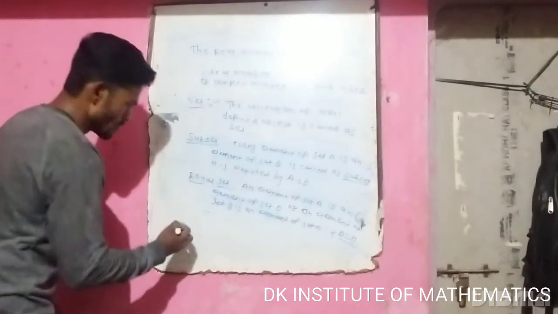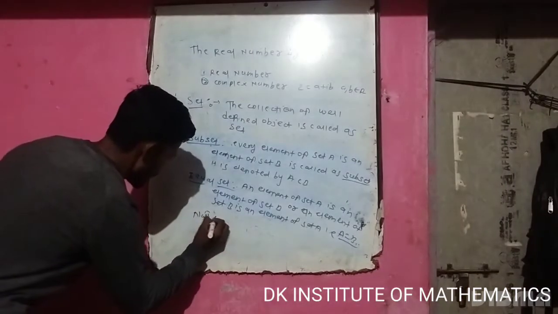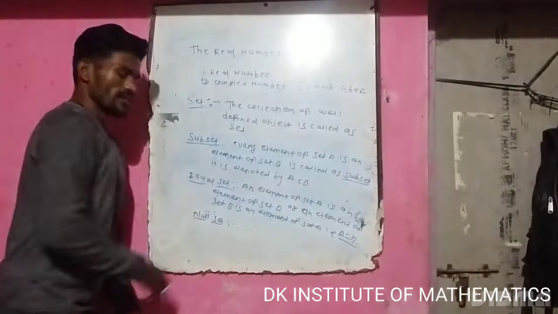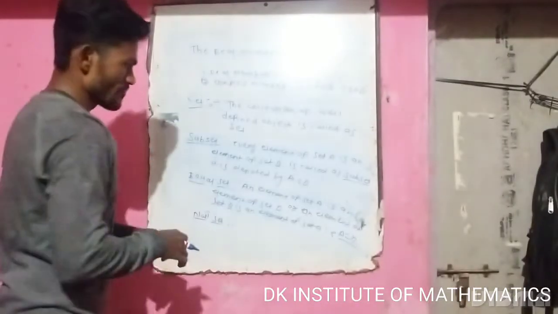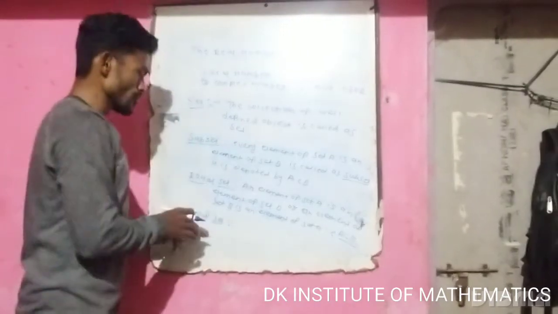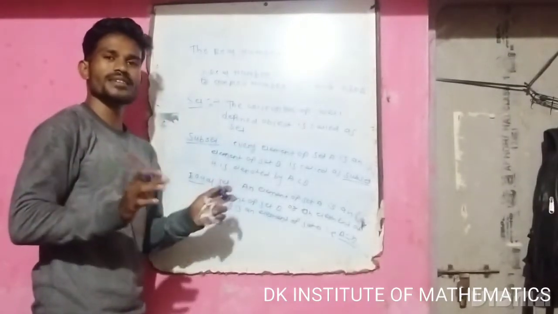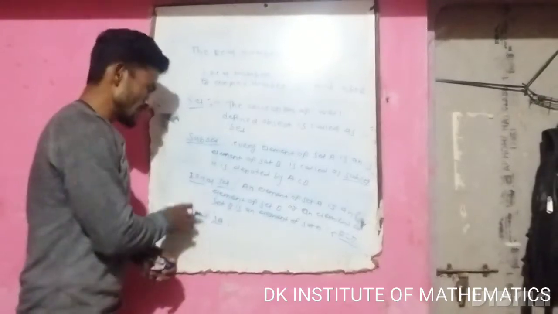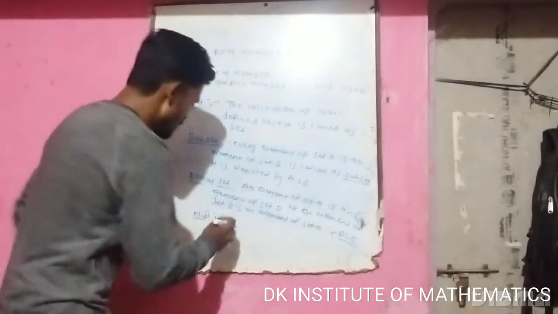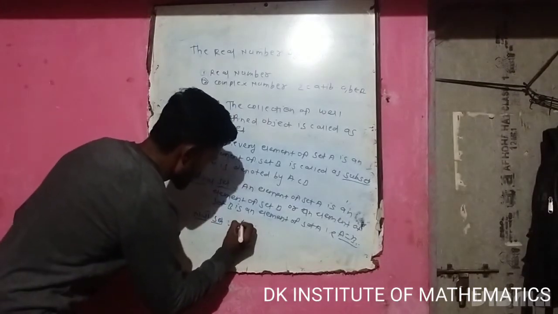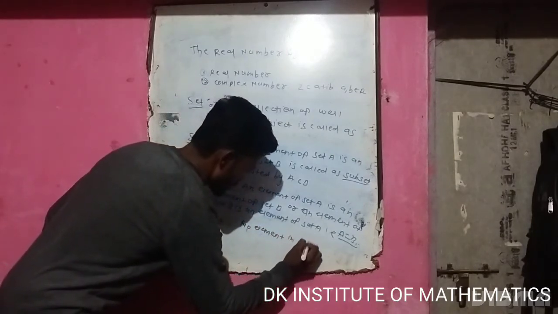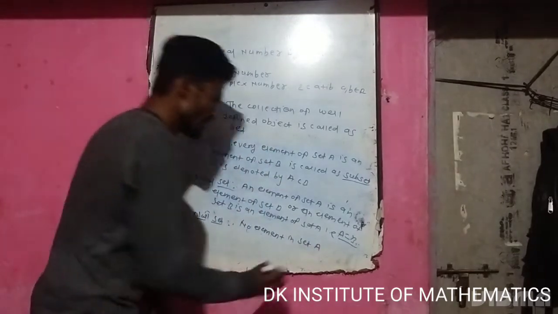Then we can also define the null set. There are no elements in set A. If there is no element in set A, then the set is called the null set. No element in set A is called a null set.